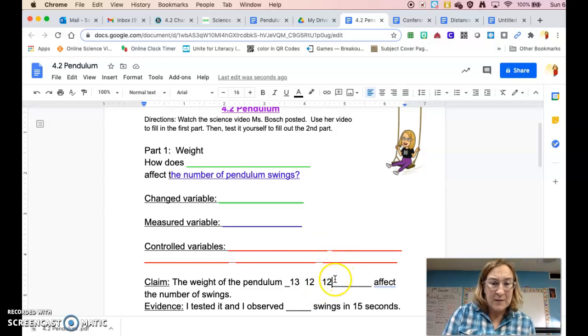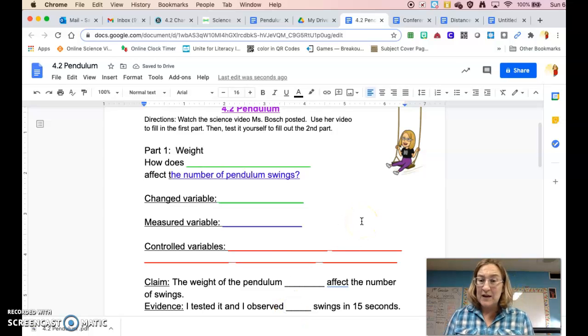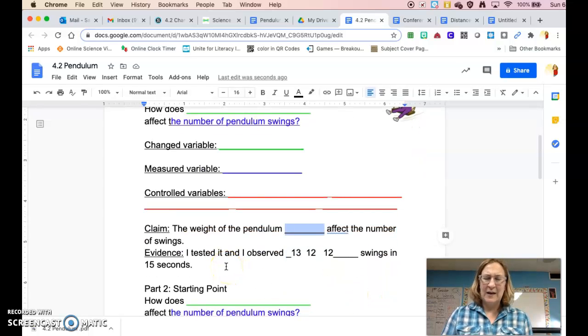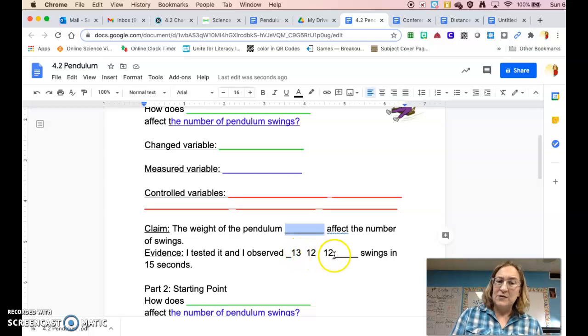Oh, I wrote that in the wrong spot. I'm so sorry, friends. So I will take those out. They should go here in the evidence. Those are my evidence. My measurements are my proof. Another word for that could be my facts. Those are my facts that I can show in my science work. So you need to fill in this word right here. Claim, the weight of the pendulum does or does not affect the number of swings. Evidence, I tested and I observed 13, 12, 12 swings in 15 seconds. And normally we would add these three numbers together and divide by 3 to write in an average. That's the best mathematical way to do it. But if that just confused you, then just ignore that part and you can write the 3 times that you measured it. That might be a simpler way.